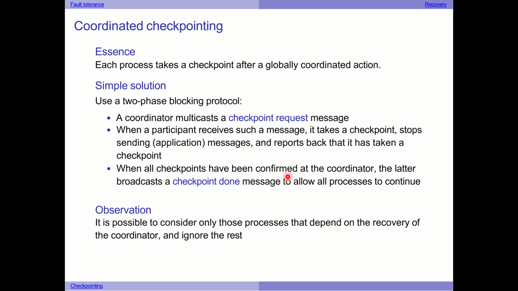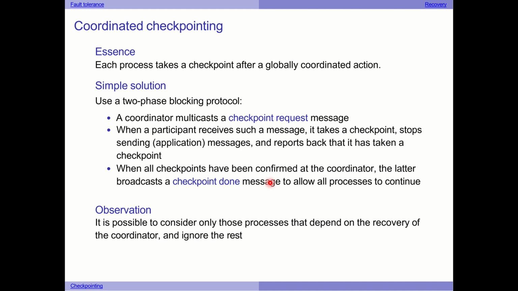So when all checkpoints have been confirmed, the coordinator broadcasts a checkpoint done message to allow the processes to continue. So basically, the checkpointing is coordinated by the coordinator. Hence the reason why, when I gave the example of saving the Microsoft Word with all of the users that edit the Microsoft Word saving it at the same time, it kind of doesn't make sense.